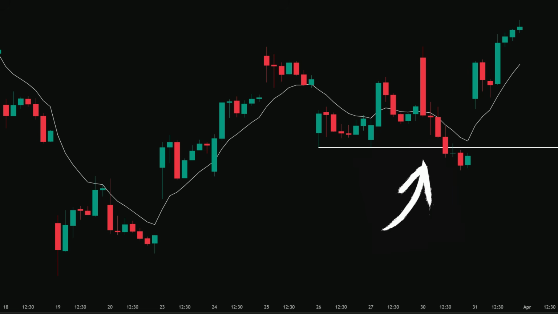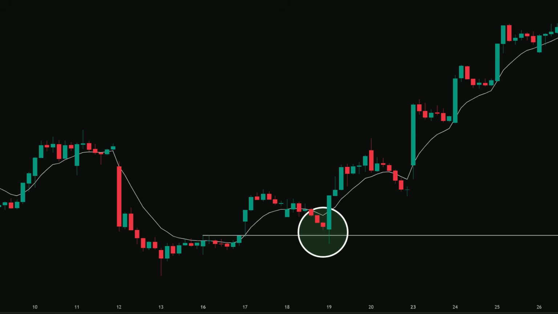We can invalidate it. Simple. If price breaks the previous structure, then the trade is wrong. Your stop on a bullish trade is simply going to be below the pullback low. And if price is already too far from that level, well, there's no room left in that trade.